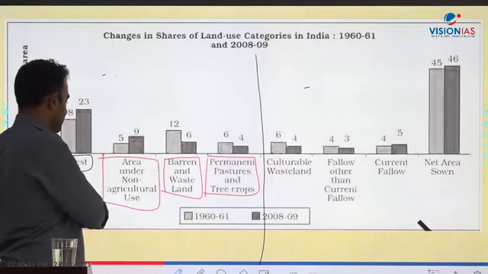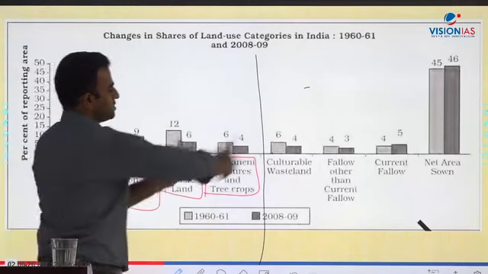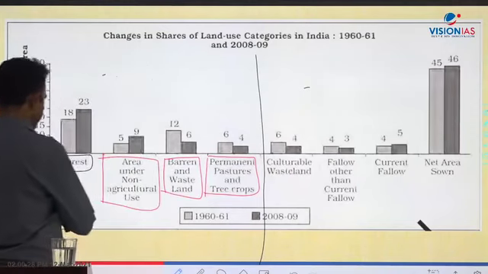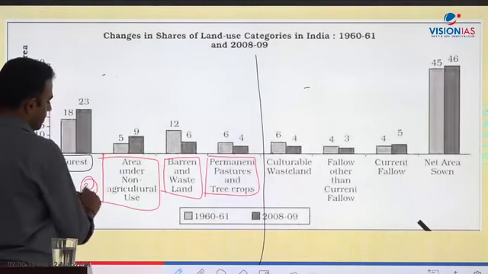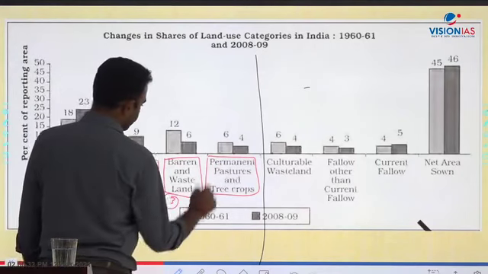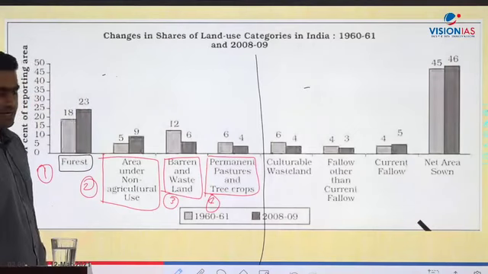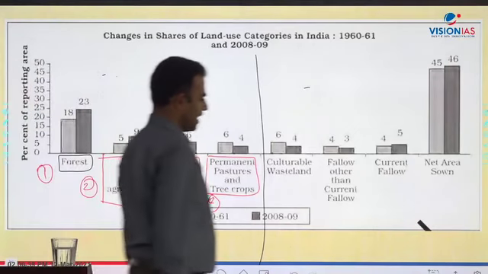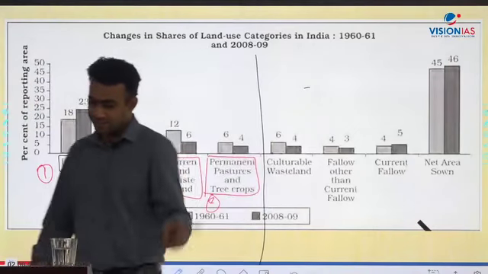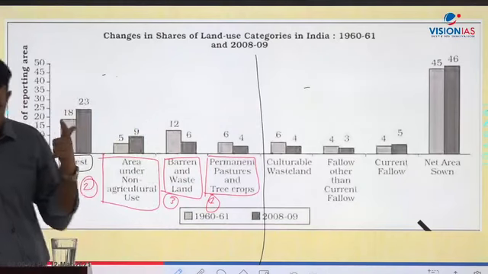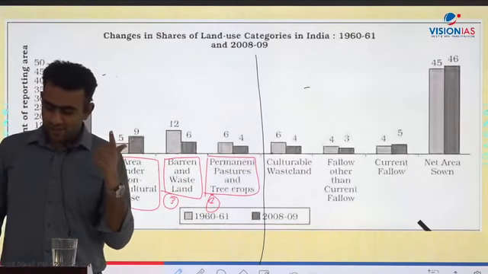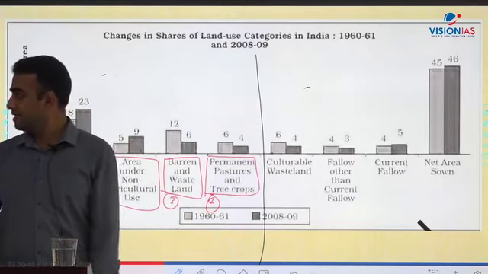So these are the four categories which are not under agriculture. First one forest, second one area under non-agricultural use, third one barren and wasteland, fourth one permanent pastures and tree crops. Is that clear? You can write as it is. मतलब इसमें ज़्यादा कुछ definition नहीं है, except that barren and wasteland, you should know that it is the land which cannot be brought under cultivation with the presently available technology.